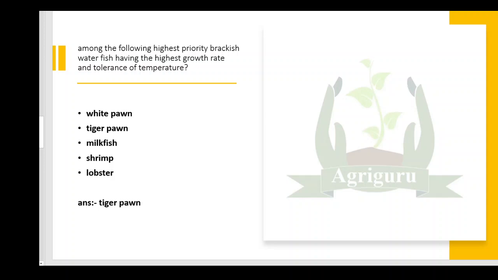So tiger prawn is actually replaced by the white lake shrimp, which is known as Litopenaeus vannamei. So Litopenaeus vannamei ko white lake shrimp bola jata hai. So whatever in the option, that is white lake shrimp or tiger prawn, agar dono hoga, to white lake shrimp hoga. So let's see what IBPS is doing.